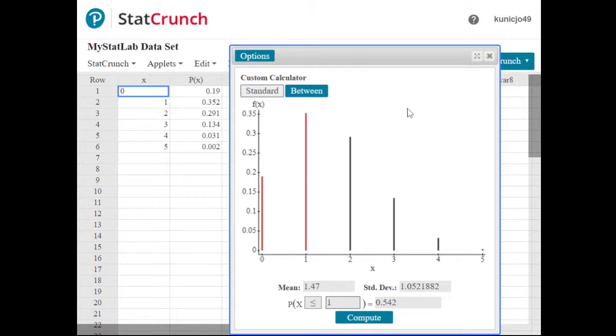So the first question was, I forgot what it was. I'm going to go back and get it so we can answer the first question. The first question was the mean. Okay, so the mean is 1.47. The standard deviation, sigma, was 1.052.